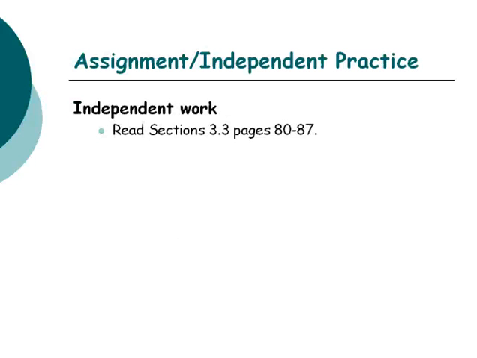Homework assignment, read section 3.3, pages 80 through 87.